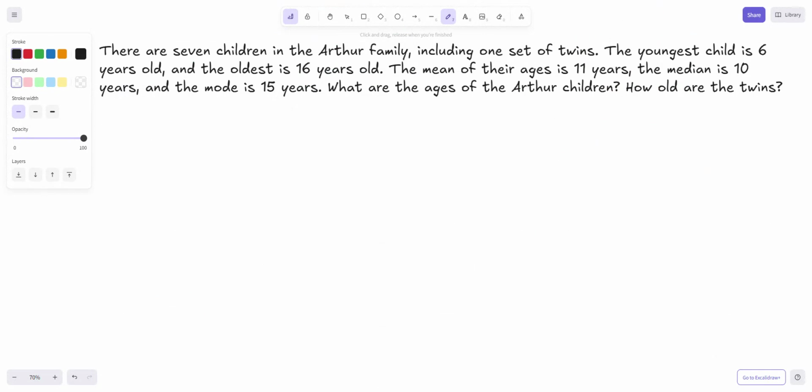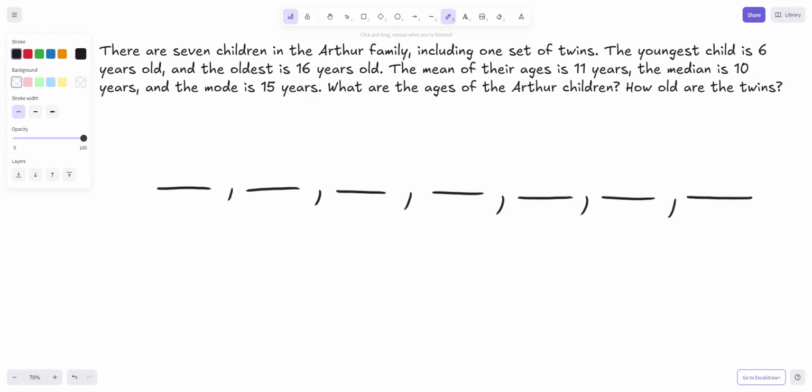Next one. There are 7 kids in the Arthur family, including one set of twins. Okay, so there's 7 kids. 1, 2, 3, 4, 5, 6, 7. The youngest kid is 6. The oldest kid is 16. The mean of their ages is 11. So that means the mean is 11.